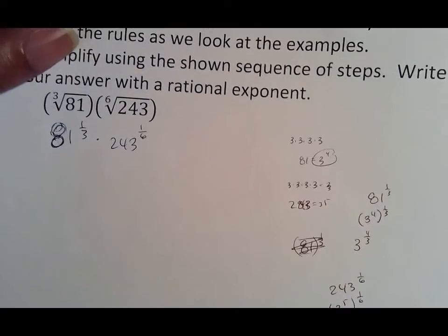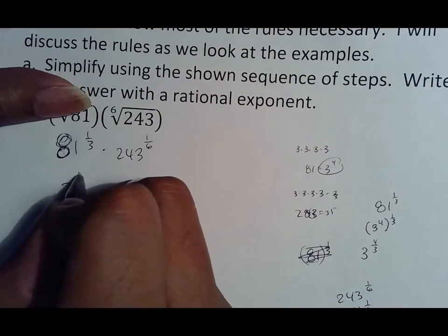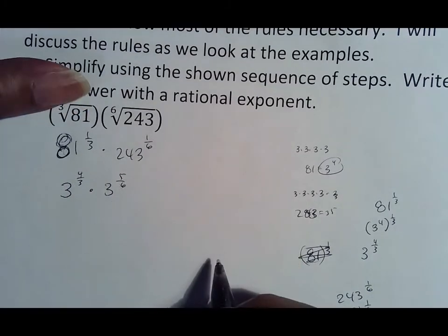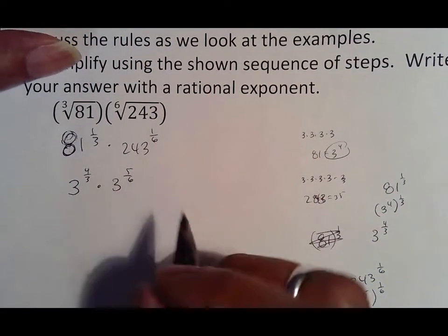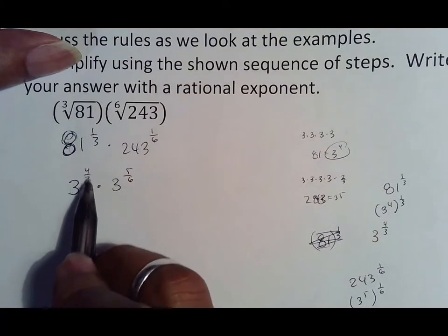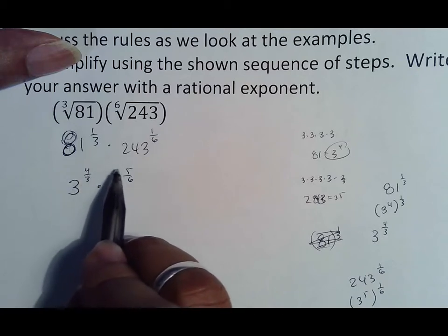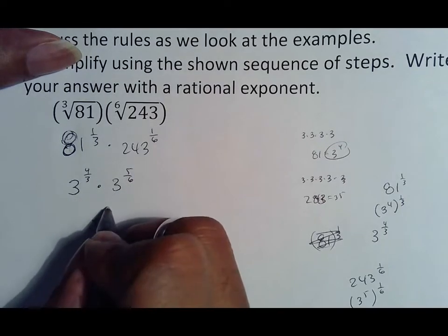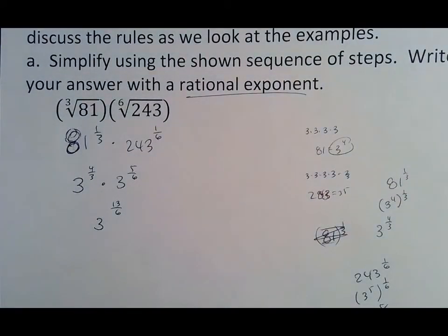It ends up being 3 to the 4/3 times 3 to the 5/6, which you then must, now that you have the same base, add the exponents and go from there. So 4/3 and 5/6, that would be 8/6, because notice 3 and 6 have pretty similar roots. So if I double that, that's 8/6 plus 5/6, which would be 3 to the 13/6. And notice it does want a rational exponent, which means they want it in that form.